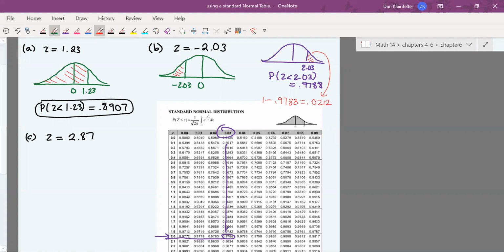Again, using symmetry, if the area to the right of 2.03 is 0.0212, that is also the area to the left of negative 2.03. So the probability that z will be less than negative 2.03 is going to be 0.0212.